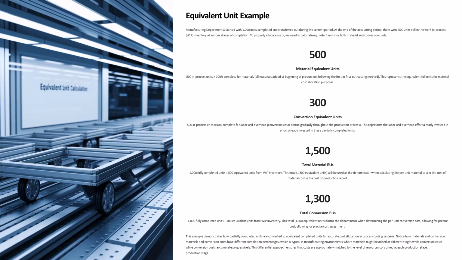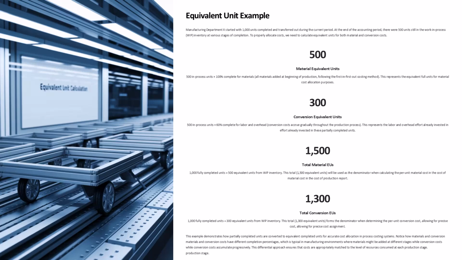For materials, 500 units times 100% complete equals 500 equivalent units. For conversion, 500 units times 60% complete equals 300 equivalent units. Picture a brewery like Samuel Adams with tanks of beer at various stages of fermentation, each tank getting converted to equivalent units based on their completion percentage. These equivalent units then combine with fully completed units to determine total output for cost assignment.